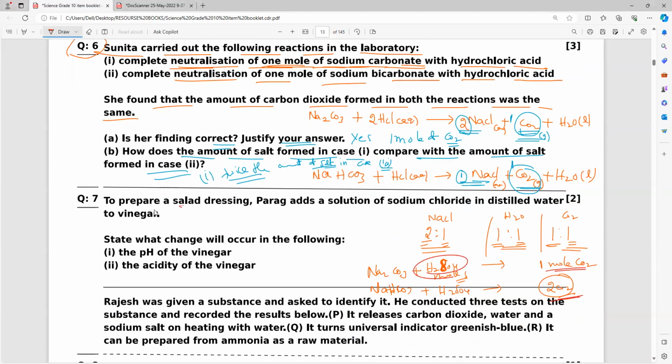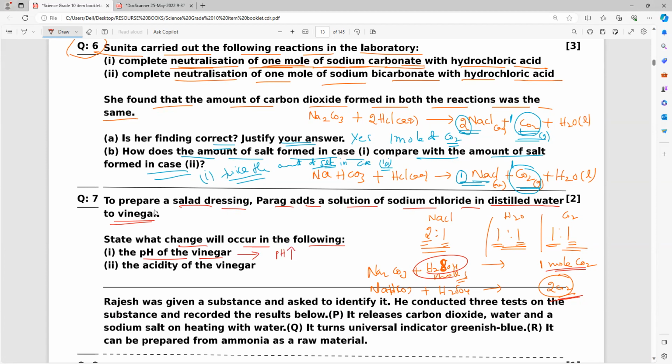Next. To prepare a salad dressing, Parag adds a solution of sodium chloride in distilled water to vinegar. State what change will occur in the following: the pH of the vinegar. Distilled water is being added. So what will happen, everybody? The pH value increases or decreases? Diluting the acid, pH value.